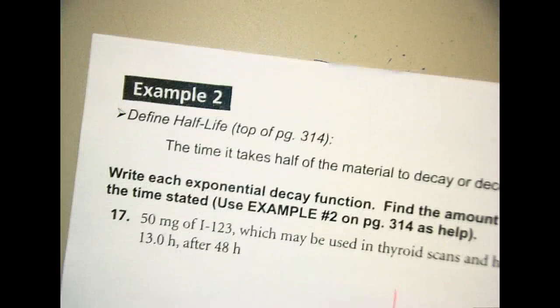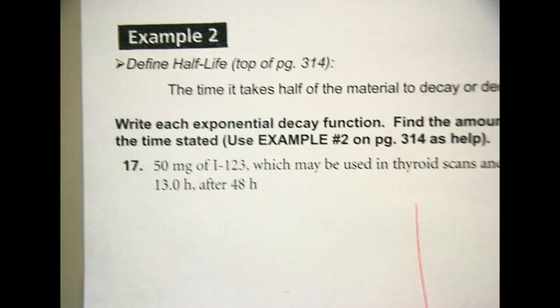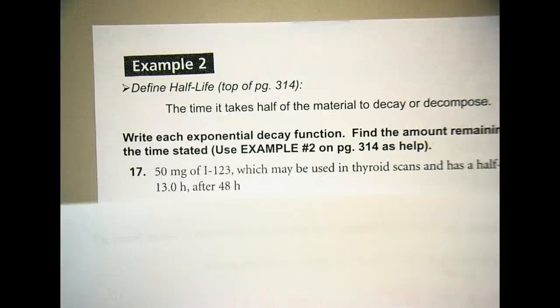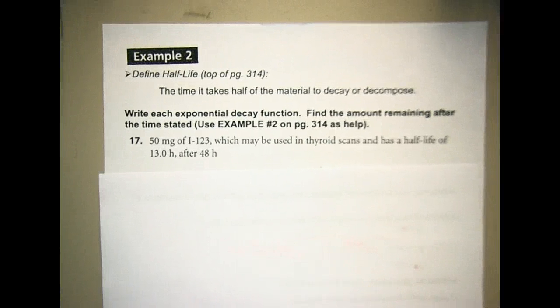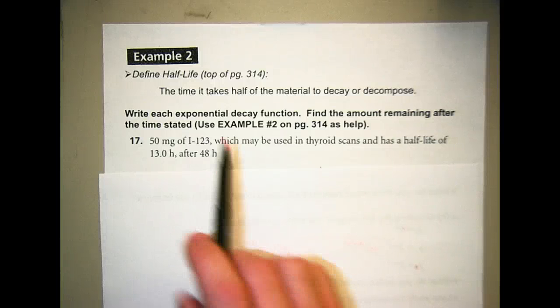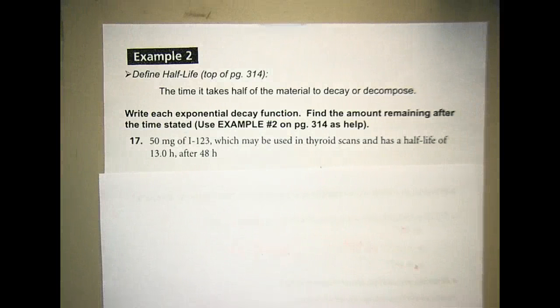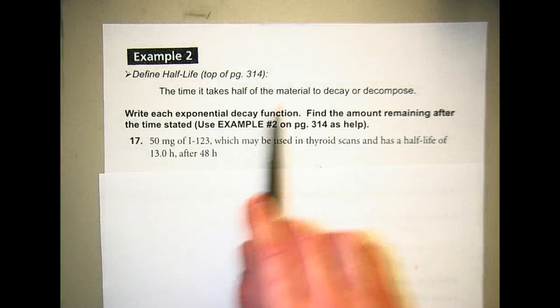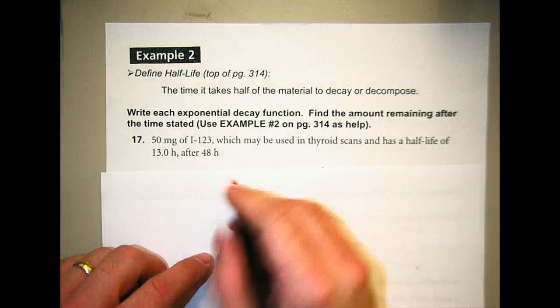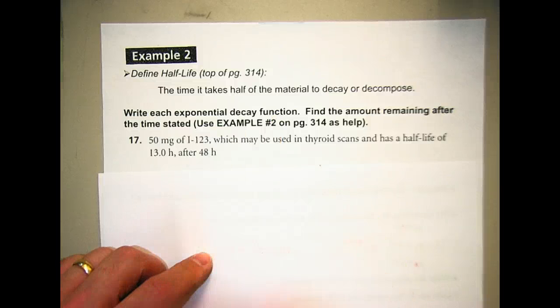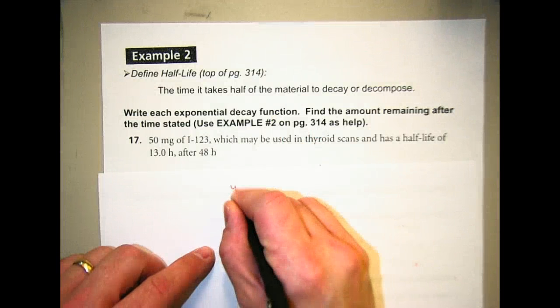Let's go ahead and take a look at number 17 and talk about half-life here. I wrote all over my paper, but that's okay. Number 17, 50 milligrams of I-123, which was used in thyroid scans, has a half-life of 13 hours. So half-life is the time it takes half of a material to decay or decompose. So just based upon the term half-life and what it means, is this a growth or a decay function? Decay. So if we're writing an exponential decay function for this, we have it in y equals ab to the x.